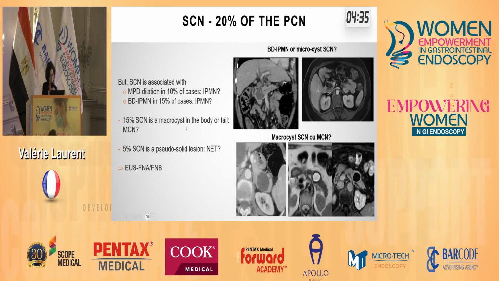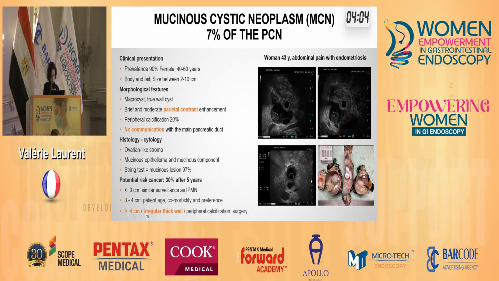And sometimes the serous cyst looks like a macrocyst in the body and tail, so it can give the impression it's another thing. Here are two examples. They look similar, but in fact this one was a serous cyst, and this one was another type. So when it's difficult to have a diagnosis, we perform a biopsy with the EUS. And this other type was a mucinous cystic neoplasm.